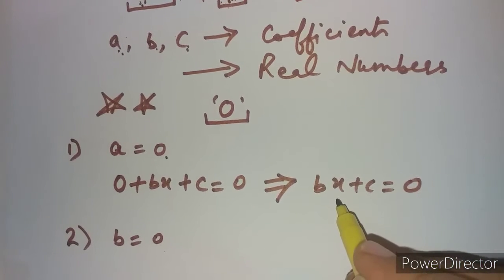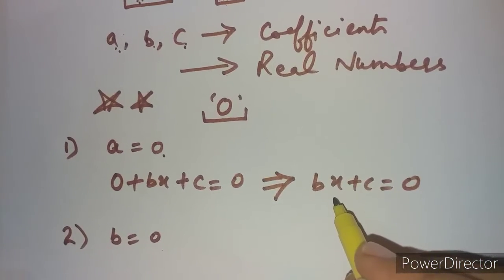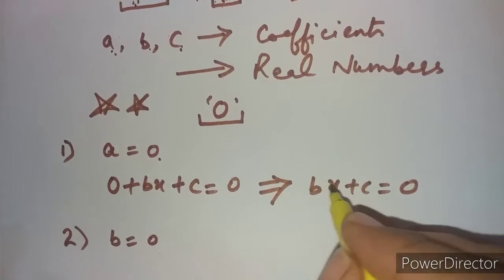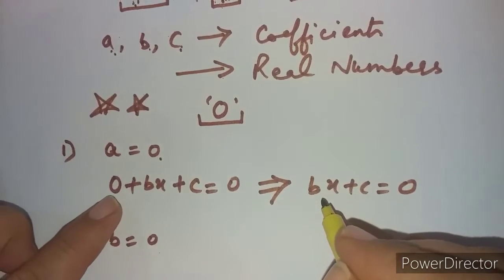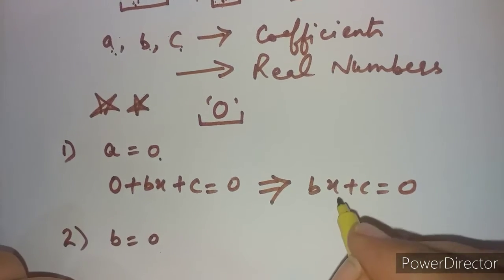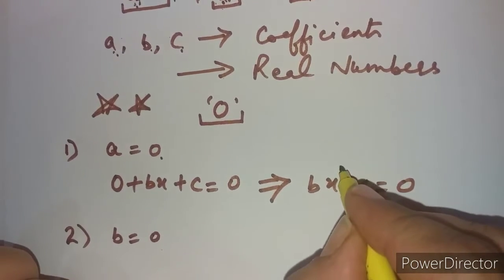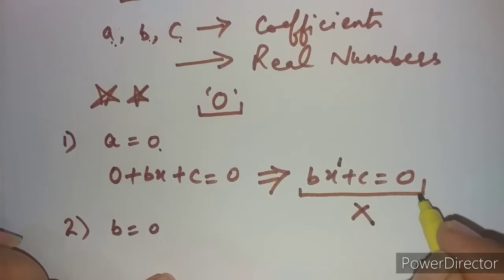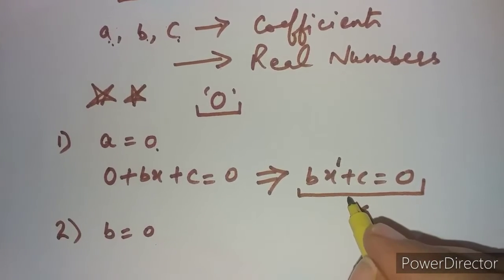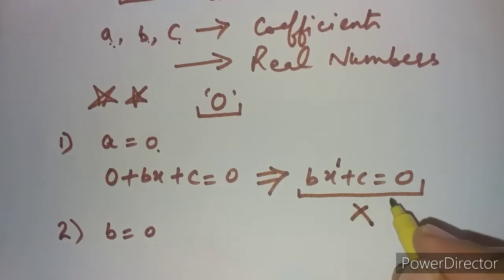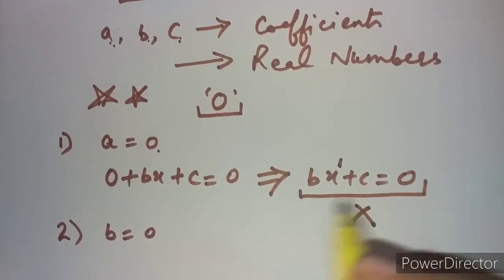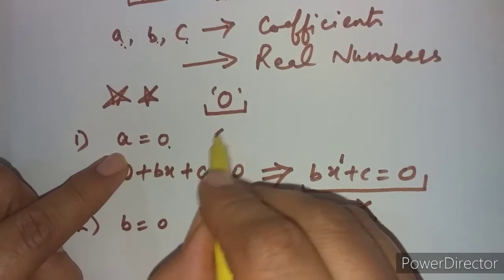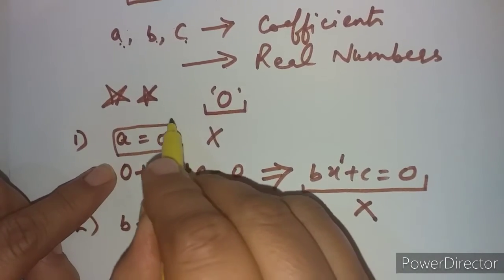The definition of the quadratic equation was the highest degree or the highest power of the variable should be 2. But my dear students, here that term has totally gone and we are left only with the highest power of the variable as 1 only. So it is no longer a quadratic equation. It has transformed into a linear equation only. So a equal to 0 is not allowed at all. This is the one exception.